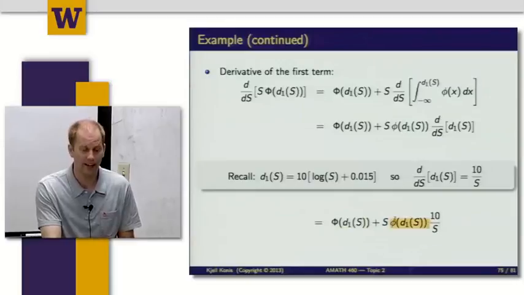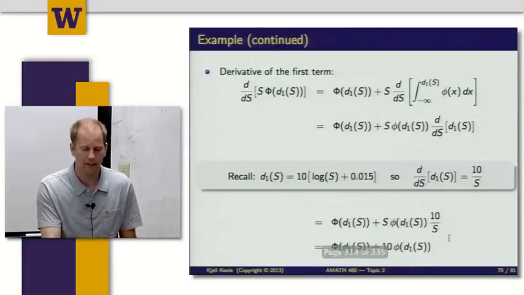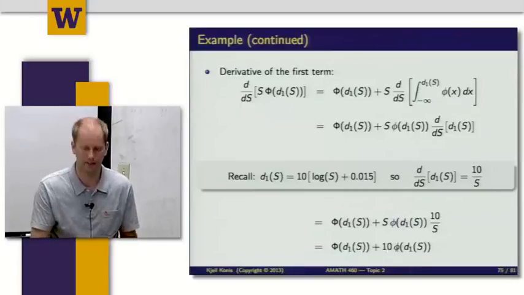And luckily, one of the nice things about Black-Scholes is usually when you're doing it right, stuff kind of beneficially cancels out for you. So here the s and 1 over s are going to cancel each other out. So for the first term, the derivative is capital Phi of d1 of s plus 10 times little phi of d1 of s.